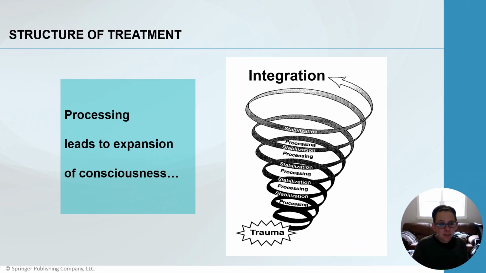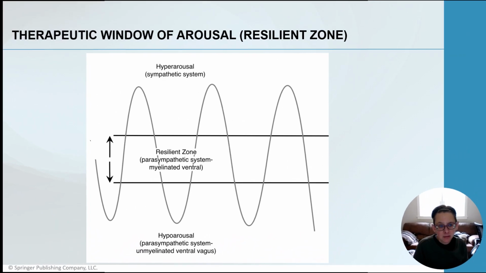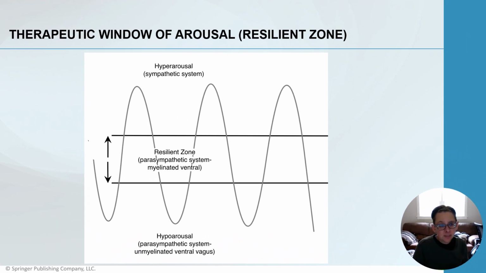As we talked about in previous lectures, processing leads to expansion of consciousness. They will have some destabilization as they're processing, so definitely be aware of that. Bringing up that resilient zone again. I think you're going to hear this throughout Wheeler. It's important to keep them in that resilient zone to help them regulate. Otherwise, they're hyper-aroused or hypo-aroused, and you won't get much education and therapy done when they're not in that resilient zone.